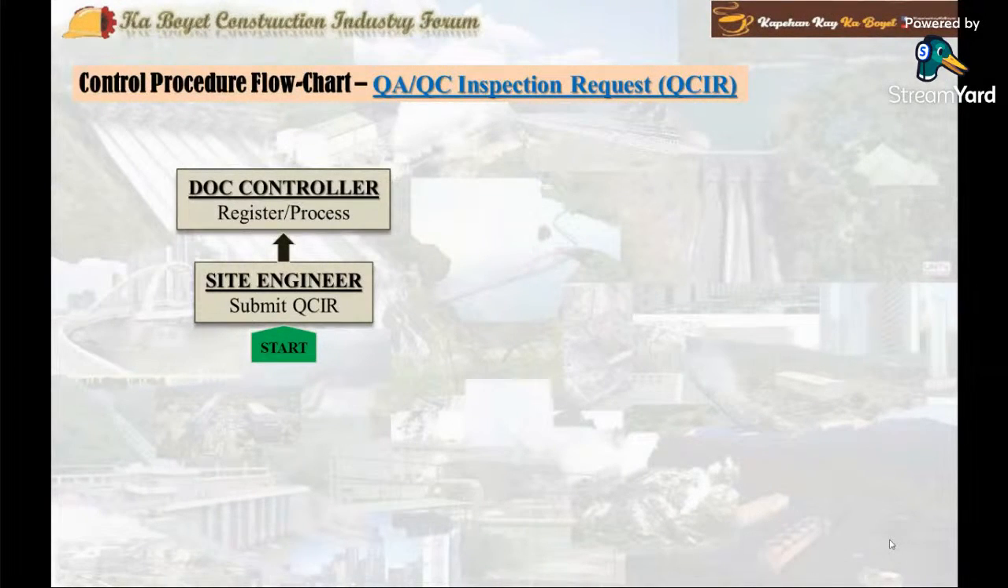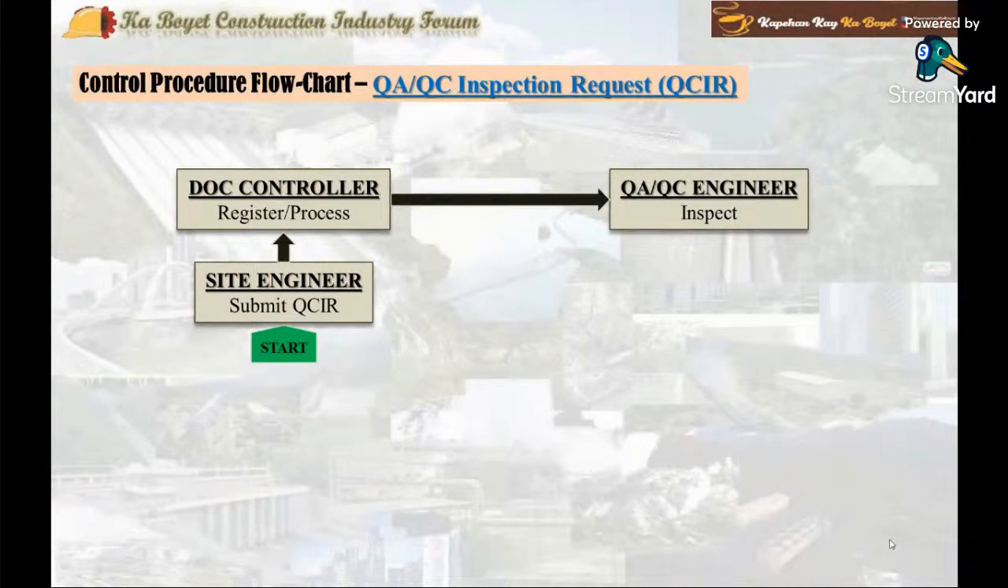Then, step 2, the document controller registers and receives the QCIR from the construction team on the project QCIR log registry and forwards this to the responsible QC engineer. Then step 3, the QC engineer conducts the inspection and records the result on the QCIR form and returns the commented and signed QCIR form to the document controller. The output document would be a signed QCIR form with action code and comments.